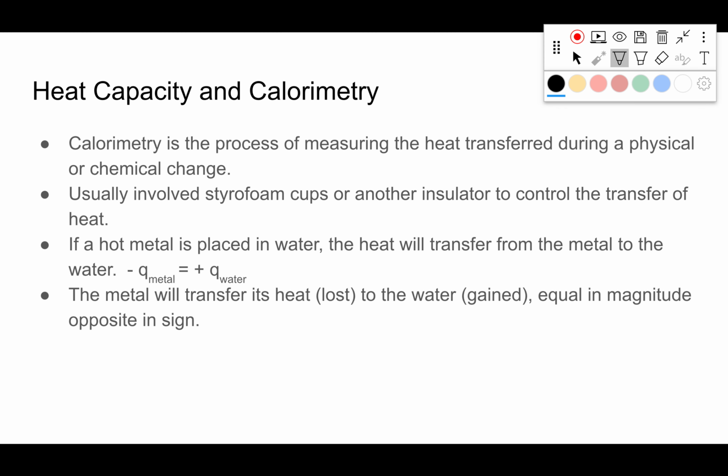So this is just sort of a continuation of the last one that I was talking about. Calorimetry is really just the process of measuring how much heat is transferred. And in the problems, it's always going to talk about using a styrofoam cup or some sort of insulated container to control the transfer of heat. And we're going to have that negative Q metal because it's losing, and the water is gaining the energy. So I'll have a really hot piece of metal, I'll put it into the water, it's going to transfer it. And those are going to be equal in magnitude and opposite in sign.